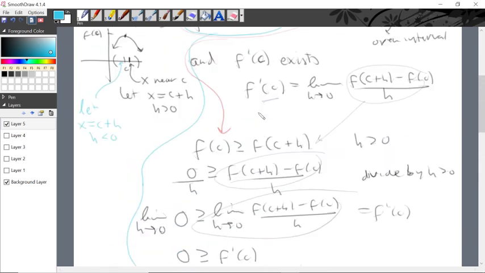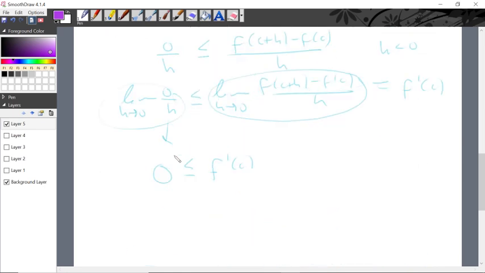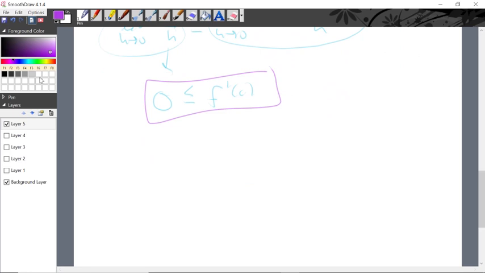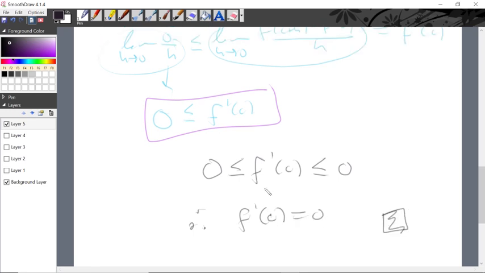Well, let's combine our results then. 0 is greater than or equal to f prime of c, and 0 is less than or equal to f prime of c. Combining those results, we get that f prime of c is less than or equal to 0 and greater than or equal to 0. But how is that possible? It's only possible to be greater than or equal to 0 and less than or equal to 0 if f prime of c is specifically equal to 0. And so that concludes the proof, at least if this is a maximum.